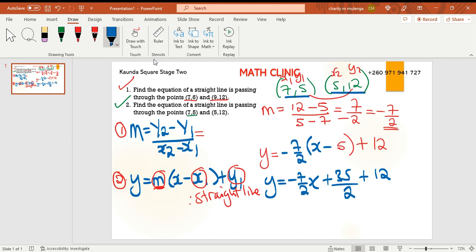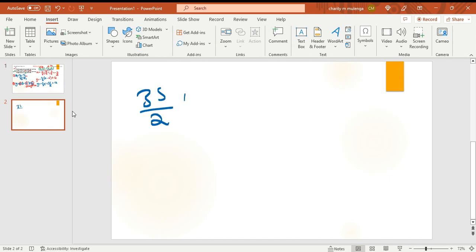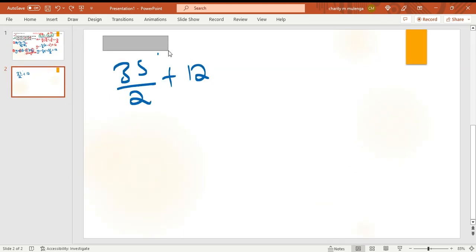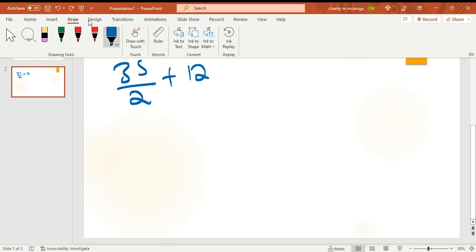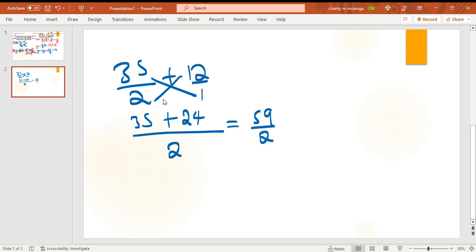Now let me show you how to work out this fraction here. To work out that fraction, all we have to do, my friends, is make 12 a fraction, then find the common denominator, which in this case is 2, then cross multiply. 35 times 1 gives me 35, plus 2 times 12 gives me 24. When I find the sum of these two, it gives me 59 over 2, and that is our fraction.